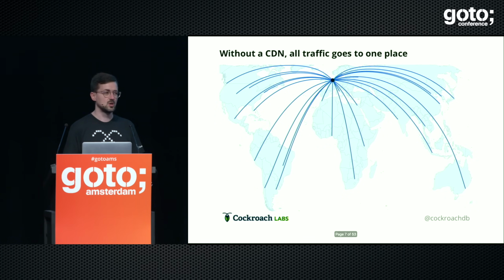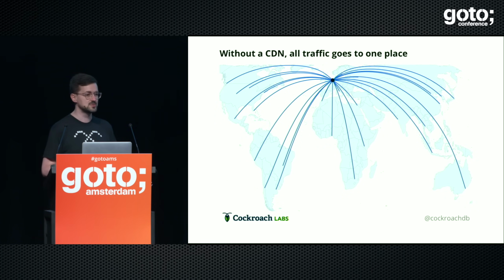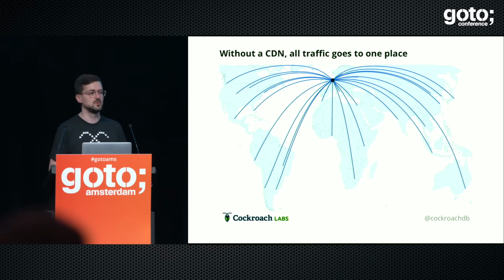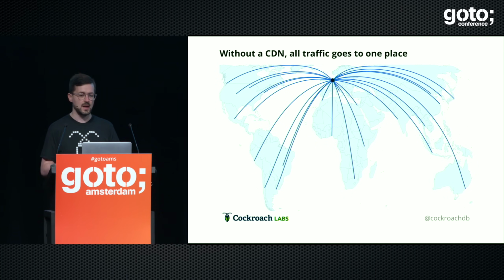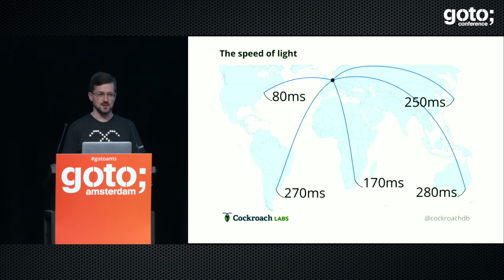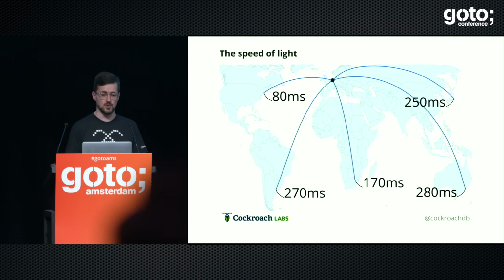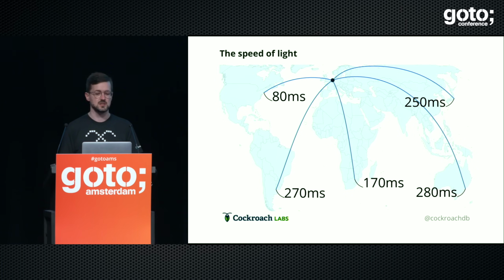Now, why is this important? Well, if we consider the alternative, if you didn't have a CDN, if you just had a single web server somewhere in the world, then all the traffic from all of your users has to come to that one place. And the problem with this is the speed of light. It takes a significant amount of time for data to travel around the globe. From Amsterdam to New York, it takes about 80 milliseconds. 170 milliseconds to South Africa, over a quarter of a second to parts of Asia or the southern hemisphere. And so this is really noticeable.